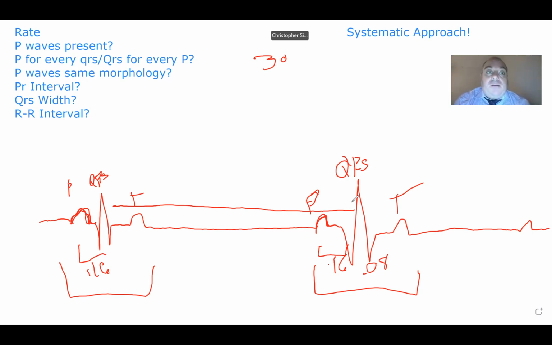So we'll take all that information that we just gained. Rate is 30, P waves are present and upright, P for every QRS, P waves same morphology. Yes, they are. PR interval is within normal limits. The QRS is narrow. The R to R interval is regular. What does that match? That matches sinus bradycardia, okay? So what do we got going on? Pretty much the sinus rhythms have the same exact criteria. It's just what's different about them. It's just rate dependent, as we say, okay? So if it's all the same criteria, if it's 60 to 100, it's a sinus rhythm or a normal sinus rhythm. If it's over 100, sinus tachycardia. If it's under 60, it's going to be sinus bradycardia, okay?